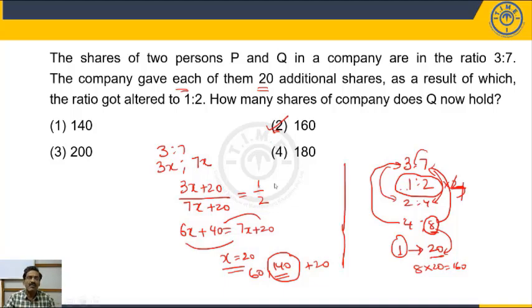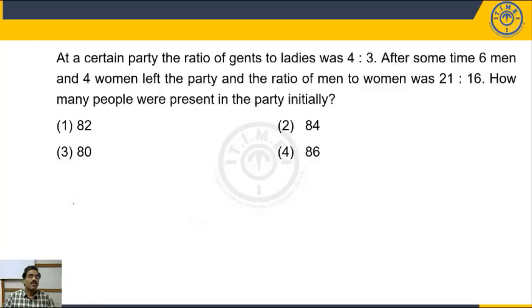Okay, so let's look at one more question. Let us focus on one more question on ratios. At a certain party, the ratio of gents to ladies was 4:3. After some time, 6 men and 4 women left the party, and the ratio of men to women was 21:16. How many people were present at the party initially?